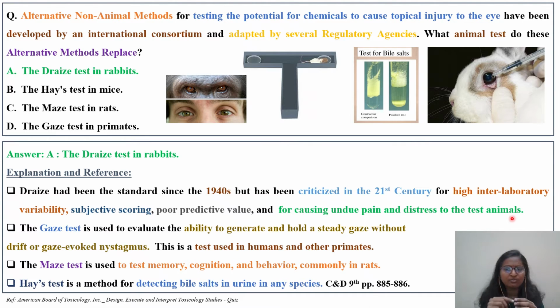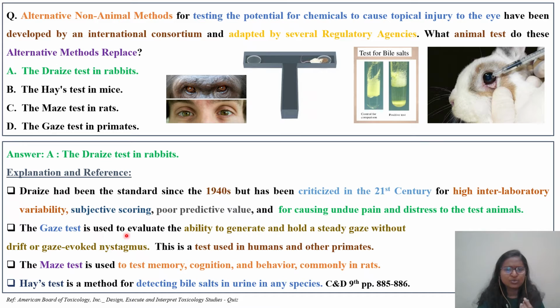That's why we are looking for alternative methods, because we do not want the animals to be subjected to unnecessary stress or pain. So when we have alternate methods, please go for other methods. So the question is, what is the alternate method for the Draize test? The answer was the Draize test, and let us see what the other three options are meant for.